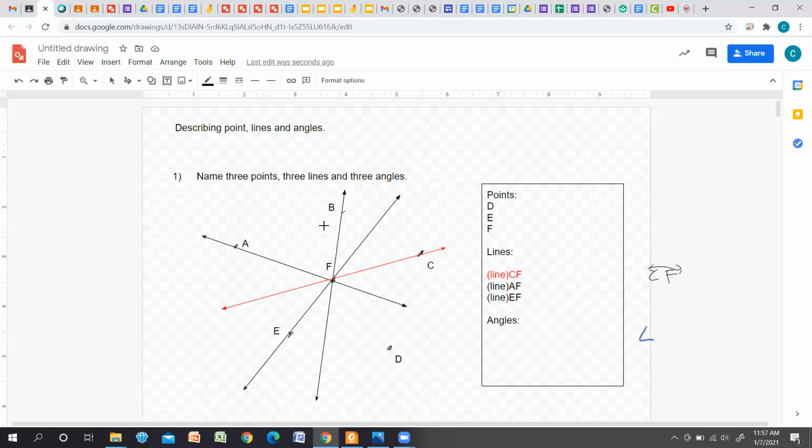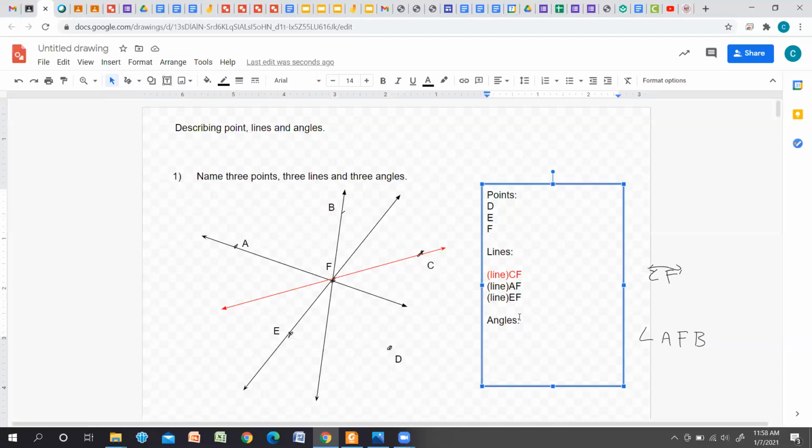I'm going to say AFB, this angle here. So you would say angle AFB. Again, the vertex, the point where they meet, is always in the center. That's very important. But how we're going to do it here is, if we type it, we'll just say the word beforehand if you'd rather type it. So angle in parentheses, AFB.